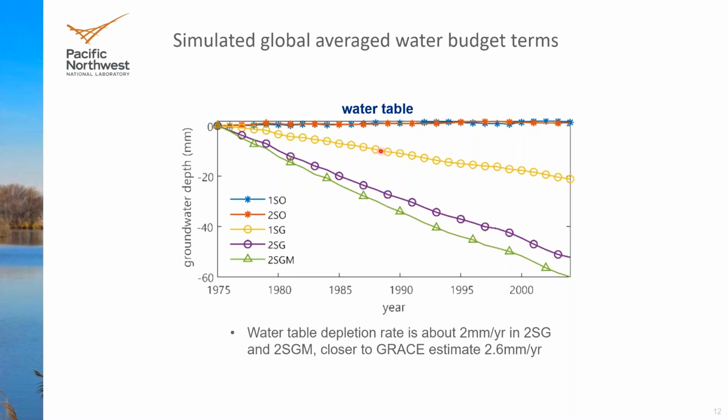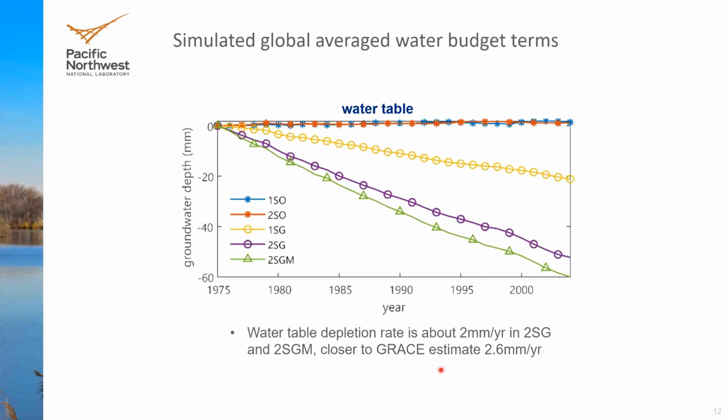But with 1 SG, meaning that you have a fixed fraction of the groundwater pumping, it's about 20 millimeters within 30 years. But with 2 SG, the two-way coupled scheme, 2 SG and 2 SGM, we will get about 2 millimeters per year, which is closer to the GRACE estimate, which is 2.6.